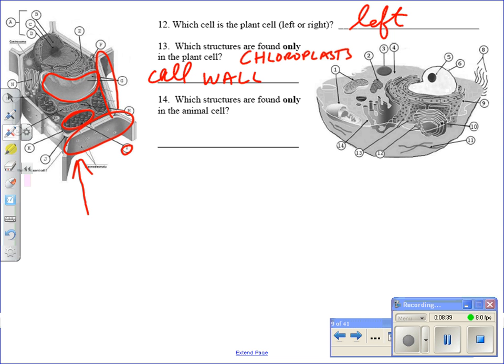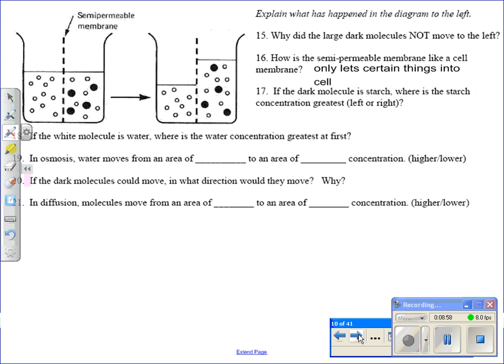What structures are found only in the animal cell? Well, only in the animal cell, you have the centrioles right here, and then lysosomes. Centrioles and lysosomes are the two things that are only found in animal cells.